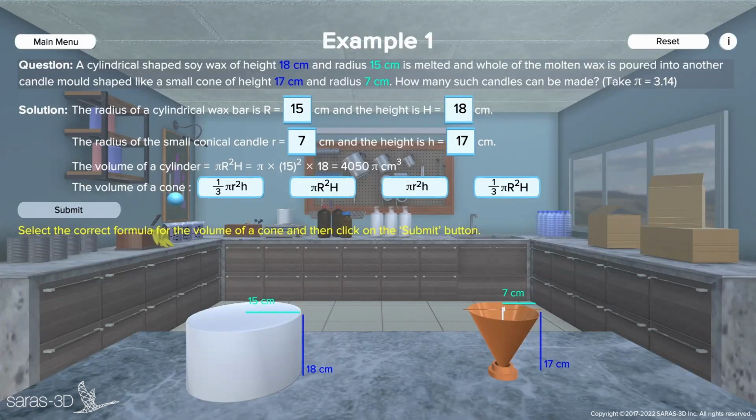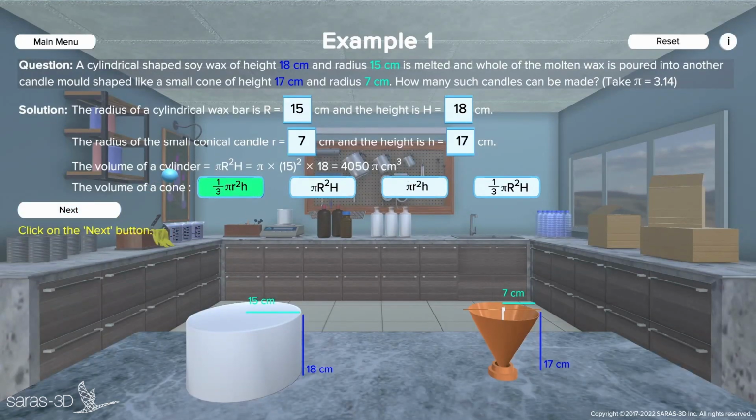Here the dimensions of the cone, or conical wax mold, we have considered to be small r and small h. So we have to consider this formula and not the other one, because that involves capital R and capital H, which are the dimensions of the cylindrical wax bar. But we are talking about the conical wax mold, so we have to consider this formula. Now we know the formulas.